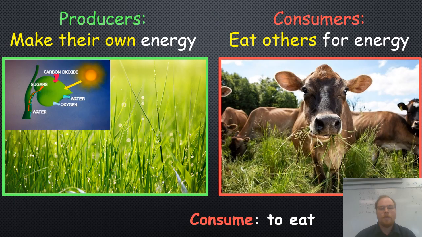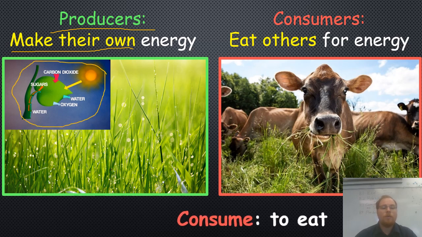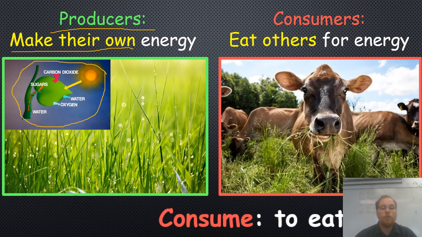Now, this unit 8.2, we're going to be talking about producers and consumers. Producers are anything that makes their own energy. And the most common example of a producer is plants because they make their own energy through photosynthesis, taking in sunlight and making their own energy and turning it into glucose or sugar. Consumers are anything that eat other organisms for energy. So these cows right here, you may not think it, but they are a consumer because consume means to eat. So anything that eats others for energy is going to be a consumer.